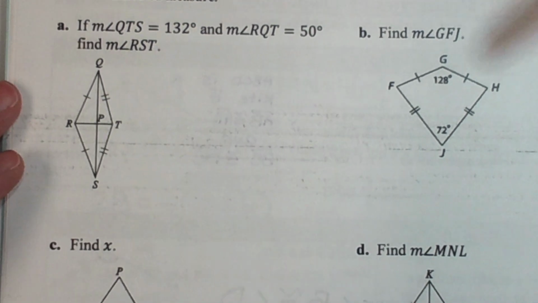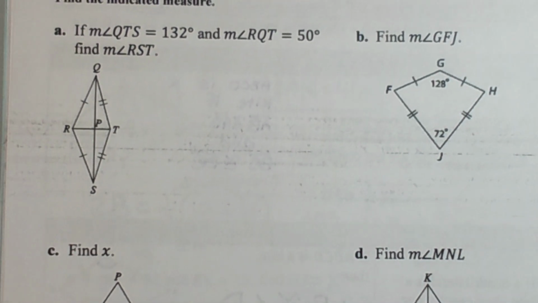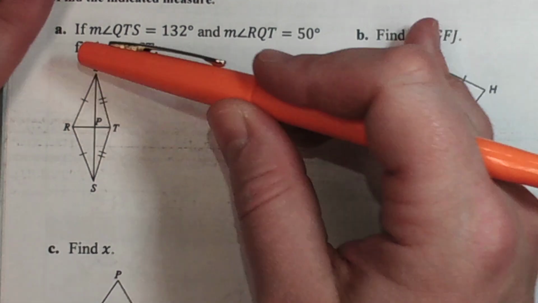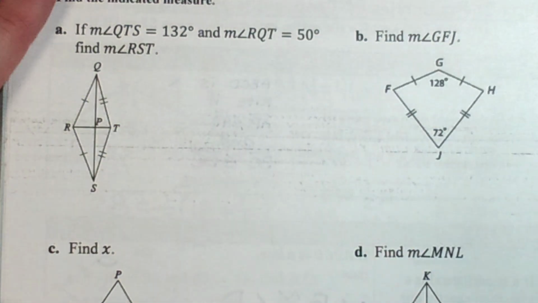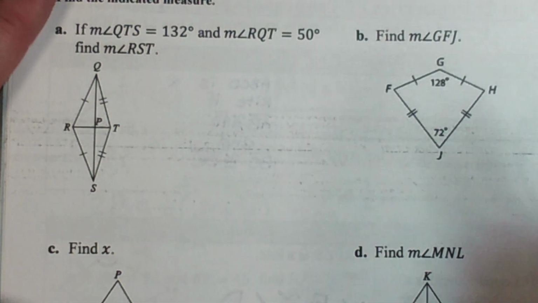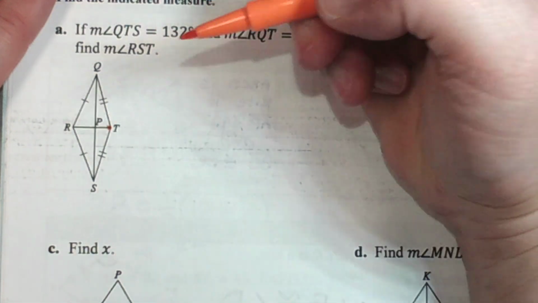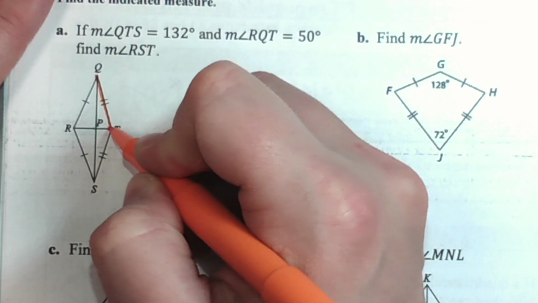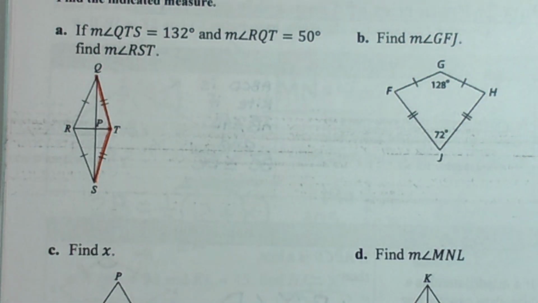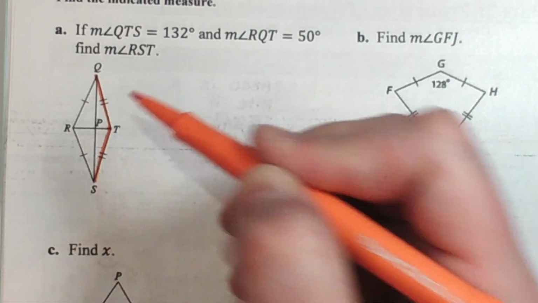First one I'm given is: if the measure of angle QTS is 132 and the measure of angle RQT is 50 degrees, find the measure of angle RST. Okay, QTS. T is the pointy part, it goes towards Q, it goes towards S. That is a full angle of the kite. It's not one that got broken down into pieces.